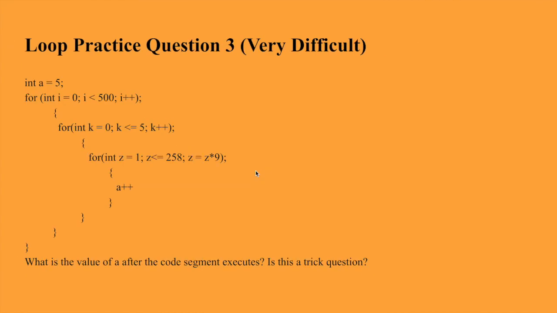All right, and then we can go to the last one. This is very difficult, so I'm not even going to read it. What is the value of A after the code segment executes? Is this a trick question? The answer to that is yes, this is a trick question.